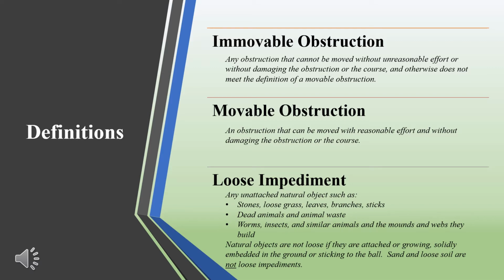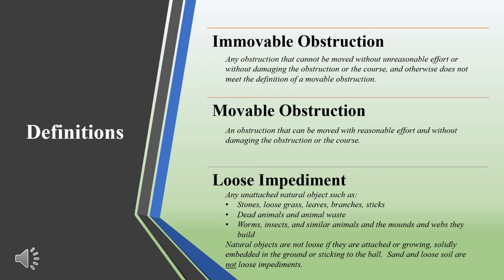Loose impediments. Any unattached natural object such as stones, loose grass, leaves, branches, sticks, dead animals and animal waste, worms, insects, and similar animals and the mounds and webs that they build are all considered loose impediments. Natural objects are not loose if they are attached or growing, solidly embedded in the ground, or sticking to the ball. Sand and loose soil are not considered loose impediments. In addition, dew, frost, and water are also not loose impediments.